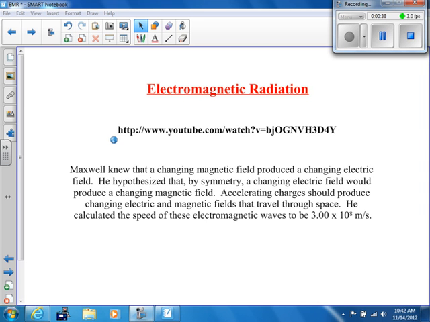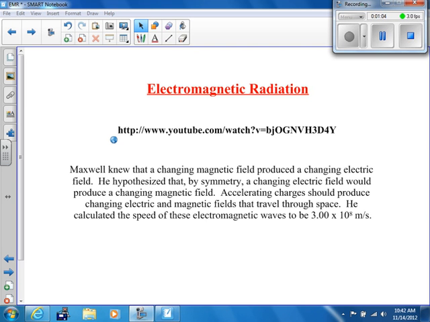Well, this pure energy wave consists of two fields, an electric field wave and a magnetic field wave. And those two waves are perpendicular to each other. Maxwell argued that a changing magnetic field can generate a changing electric field, and a changing electric field can generate a changing magnetic field. Therefore, it can be self-perpetuating.